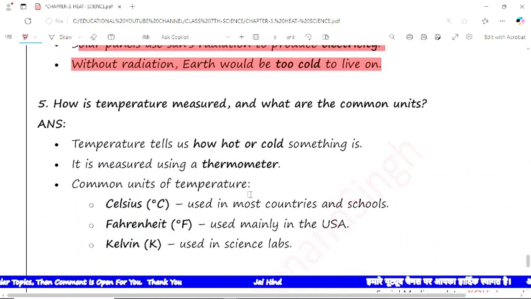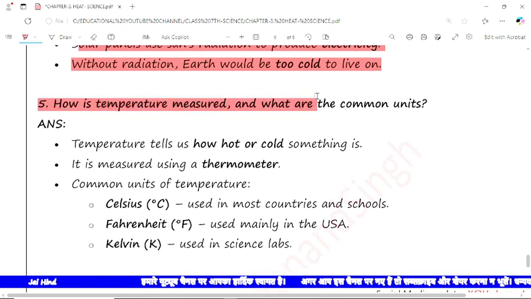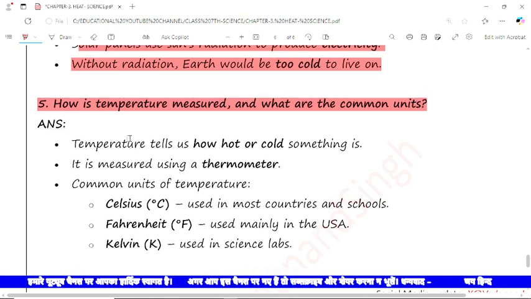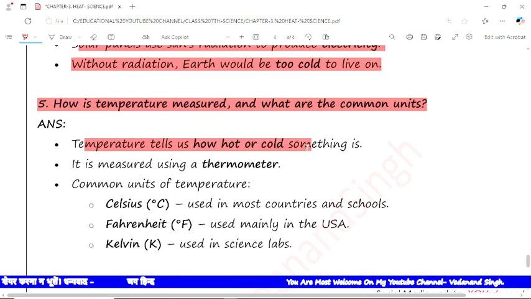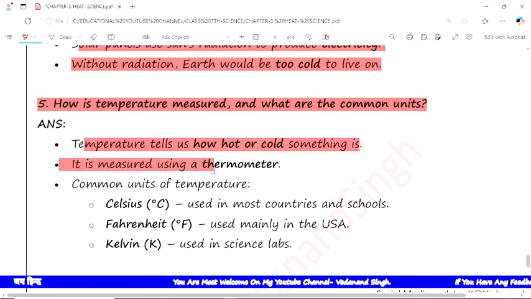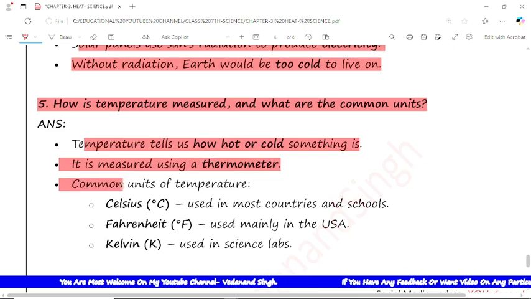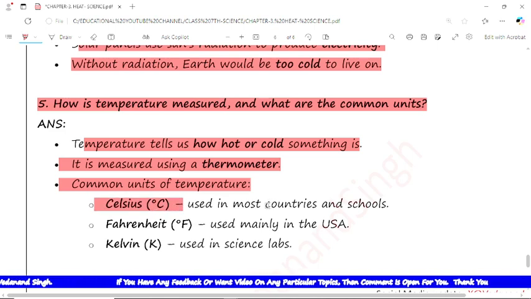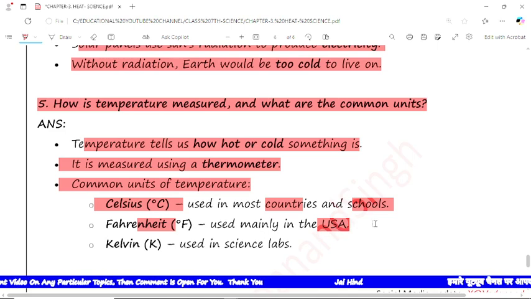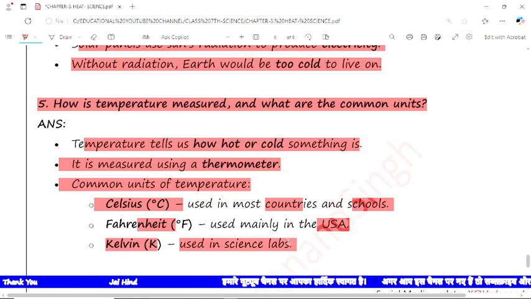Now the next question, that is the fifth number question: how is temperature measured and what are the common units? Simply, you have to write how temperature is generally measured and what are the common units of that measurement. Temperature tells us how hot or cold something is. It is measured using a thermometer, and the common units of temperature are Celsius, which is used in most countries and schools, Fahrenheit, which is mainly used in the USA, and Kelvin, which is generally used in science labs.